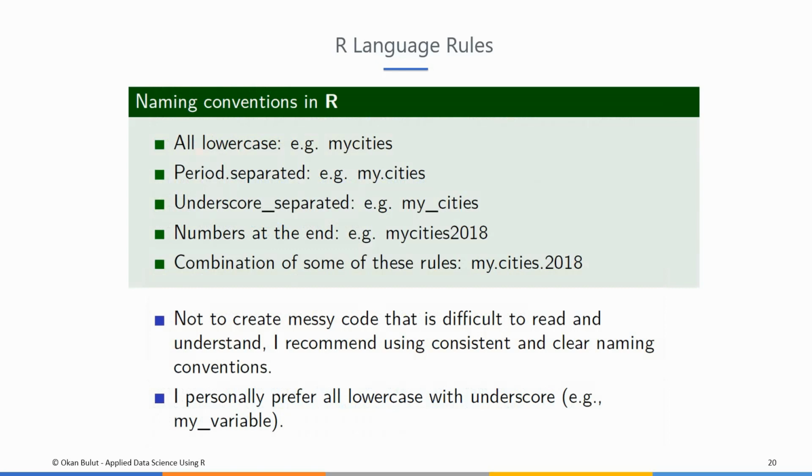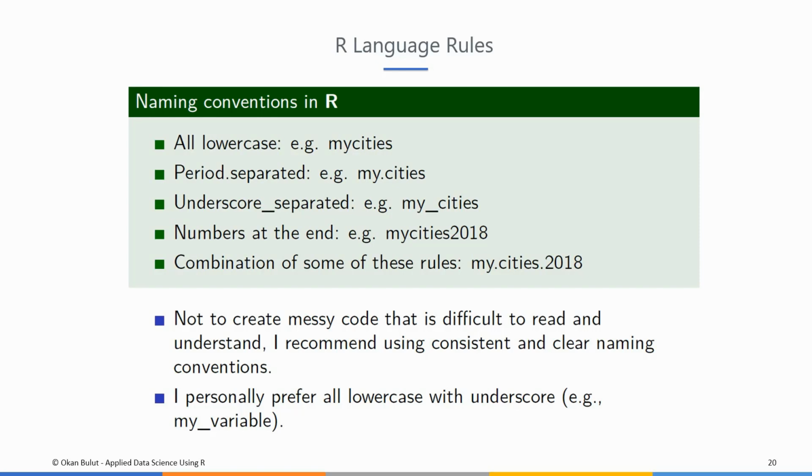Some naming conventions. As you learn and use R, you will realize that it is good to have some conventions, your personal rules about how to name variables. For example, you can always use lowercase to be consistent in your code, or you can separate multiple words by a dot, so my cities would be my.cities. Or you can use an underscore, which I also appreciate because underscore gives a really clean look. So let's say I would like to create a variable called my cities. I define it as my_cities. That's going to be the variable name.